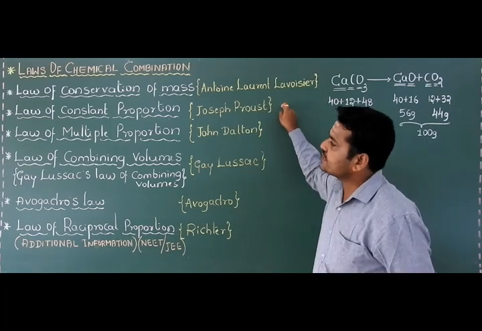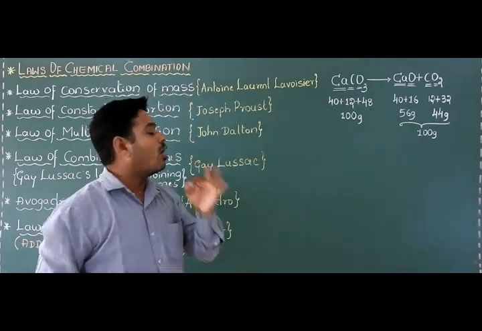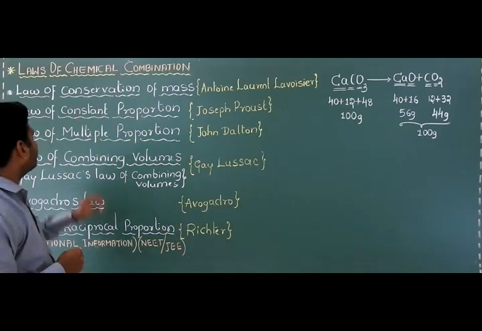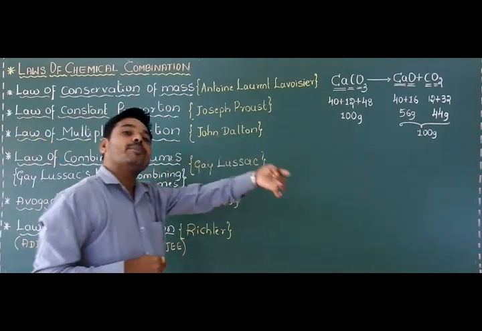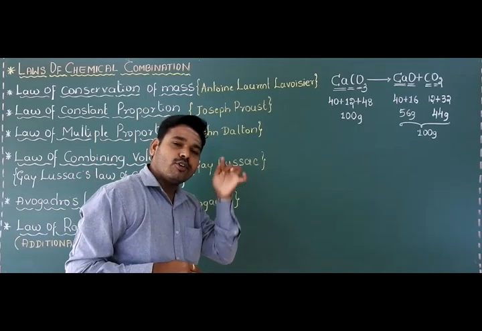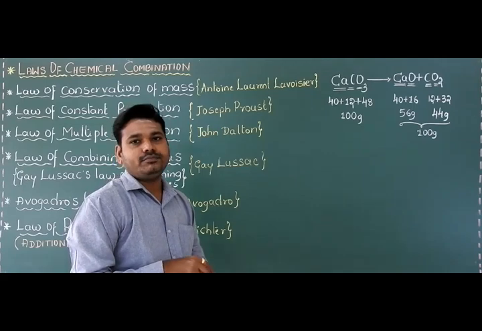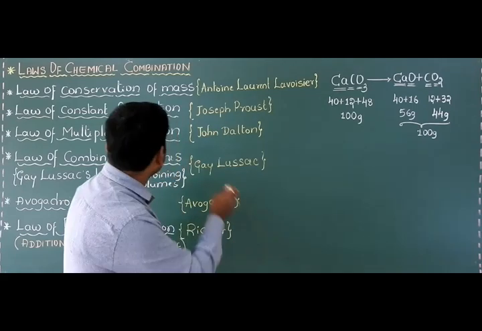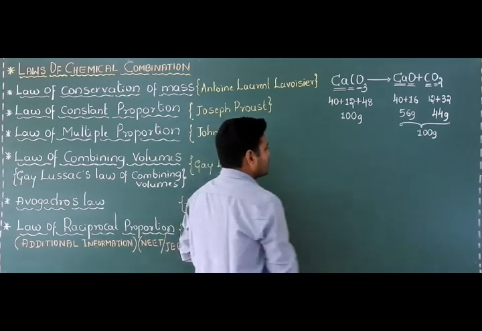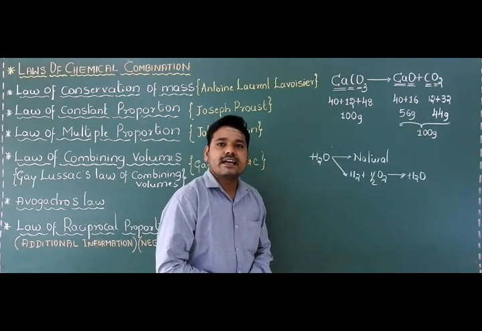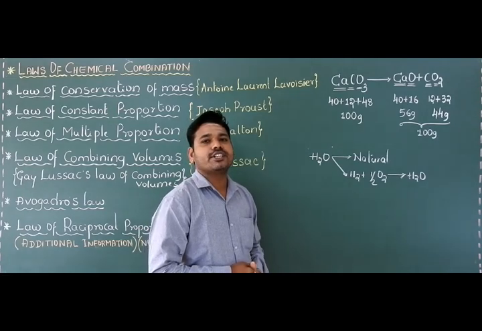And now coming to the second important law. The second important law is the law of constant proportion, or it is also called the law of definite proportion, students. Law of constant proportion or law of definite proportion. And before the statement of this law, let us take an example for the second law of chemical combination.